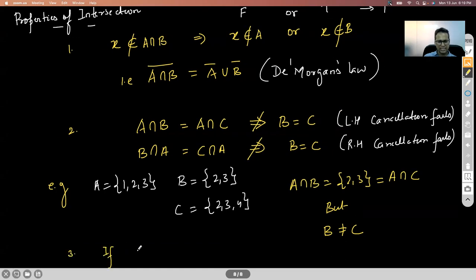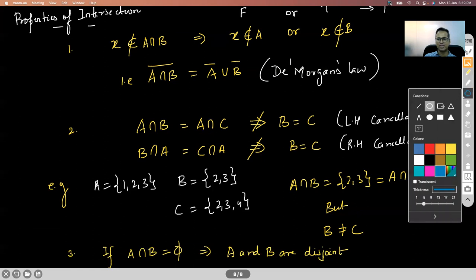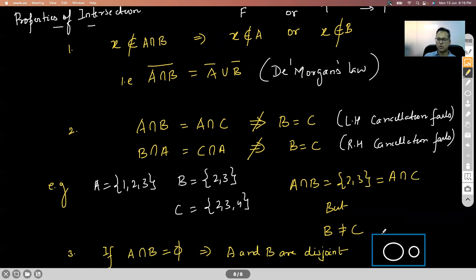If A intersection B is a null set, it implies that A and B are disjoint. That means, as a Venn diagram, A and B would be separate from each other, like this, because they will have no element in common. So if A intersection B is a null set, then A and B are disjoint. Like even natural numbers and odd natural numbers, they are disjoint. They cannot have anything in common.